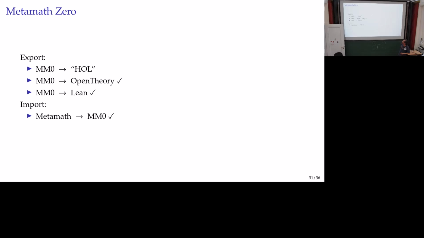Metamath 0, this is just sort of a summary of previous slides because I've already stuck them there. There's import from Metamath, and there's export from M0 to sort of a generic hull, and that is used as the basis for these two translations into Open Theory and Lean. I'm pretty sure I can stick Isabelle in here as well, although Isabelle's proof term input format is non-existent. I don't know exactly what that would look like.